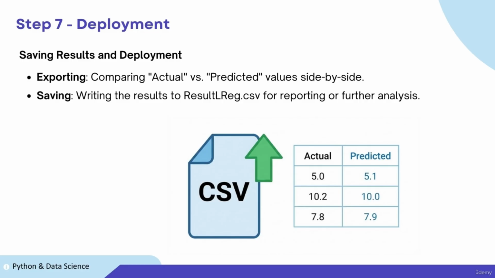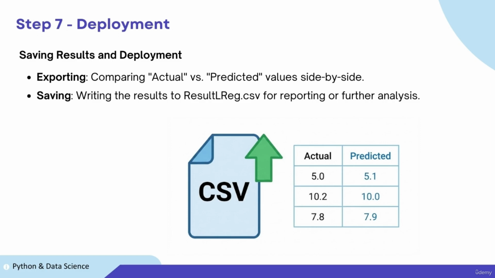Finally, step 7, deployment. A model sitting in code is useless. We need to deliver results. We generate a final data frame comparing the actual values from the lab against the predicted values from our AI. As you can see in the table, for the first sample, the actual strength was 5.0, and our model predicted 5.1. That's a very close match.